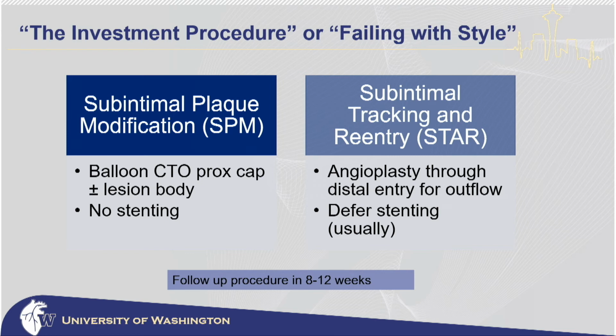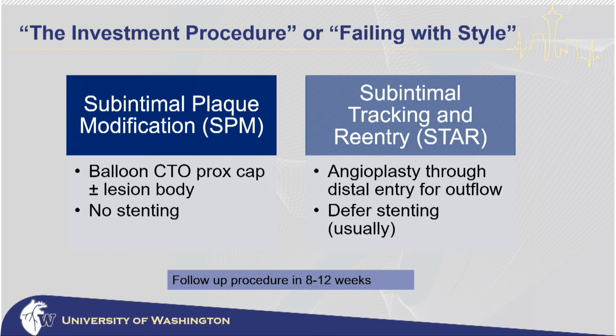Subintimal plaque modification is really when we have found ourselves in the subintimal or extra-plaque space across the proximal cap, and we want to do something to modify that. So just some external cap crush, something ballooning around in that area, or even the body of the lesion as well, can be helpful to modify that and to facilitate your entry next time. In those cases, we're clearly not stenting because we don't have outflow and we're in the subintimal space. Now, subintimal tracking and reentry is one where we actually do have reentry into the distal true lumen, and so we do angioplasty across that segment to facilitate flow, but in most of these cases, we are still deferring stenting because of those diffuse dissection planes. We'll go through that.